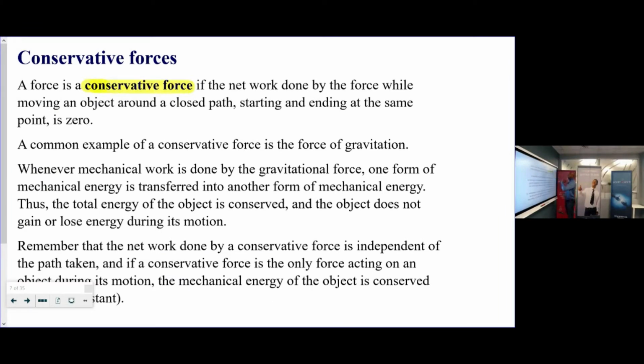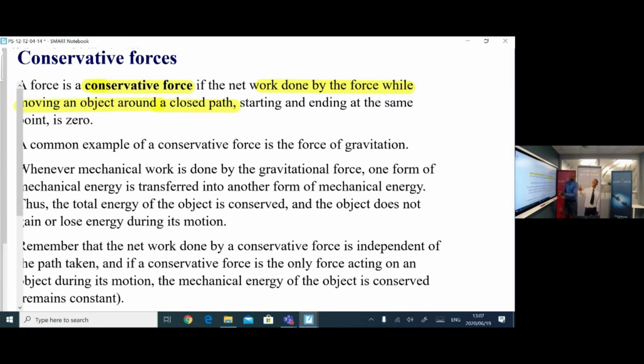Okay, if you can just look at this, we have conservative forces. This is very, very important because we are going to look at this. Whenever you come across zero work done, you must know that the mechanical energy is conserved. The net work done by the force, while moving an object around a closed path. The closed path here, we talk about a loop. If we have a loop, you know that you start at the beginning and go back to the beginning.